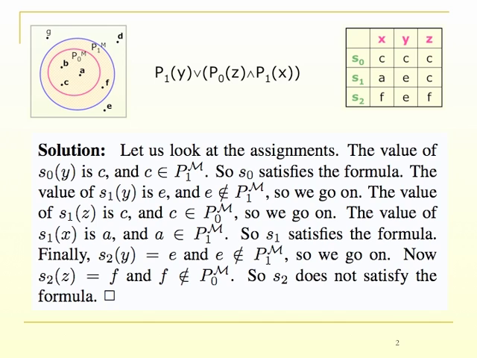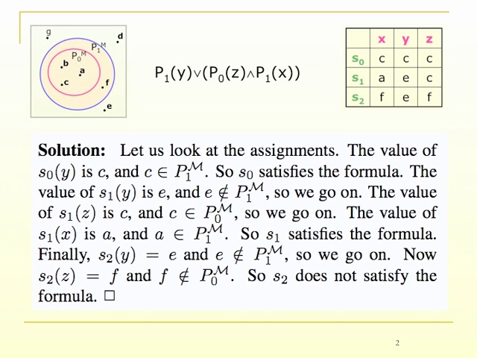We look at Z. S1Z is C. Well, C is in P0M. So now we go on to look at the second conjunct. If that turns out true, then the whole formula is true. The value of S1x is A, and indeed A is in P1M, as the picture indicates. So S1 satisfies the formula because it satisfies the second disjunct, which is a conjunction, and S1 satisfies both conjuncts.